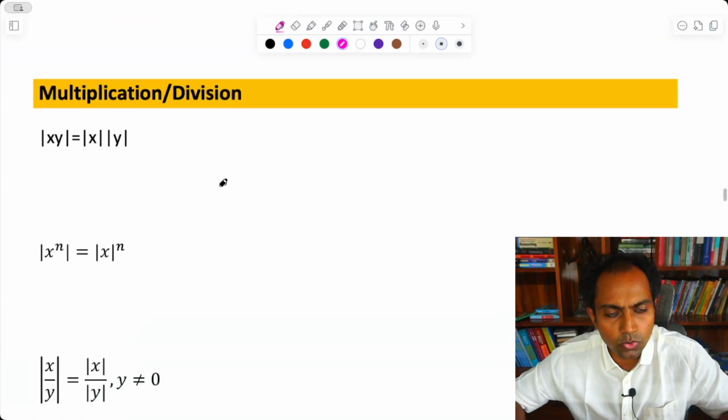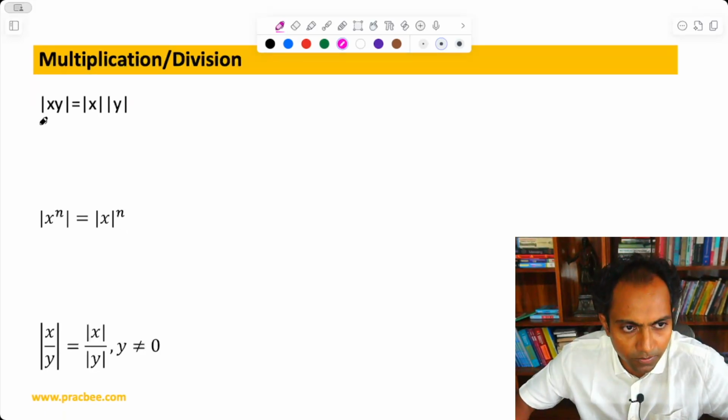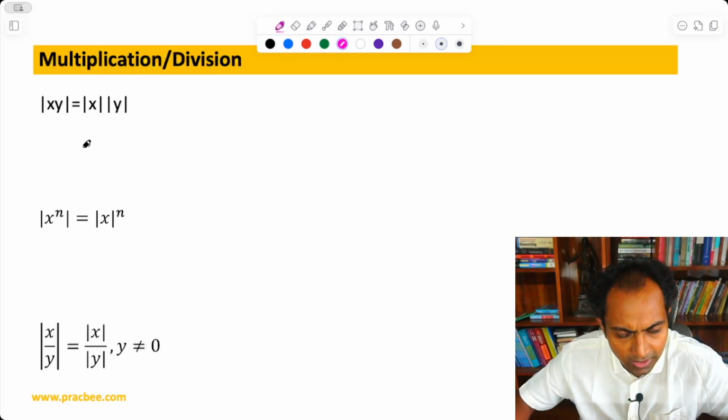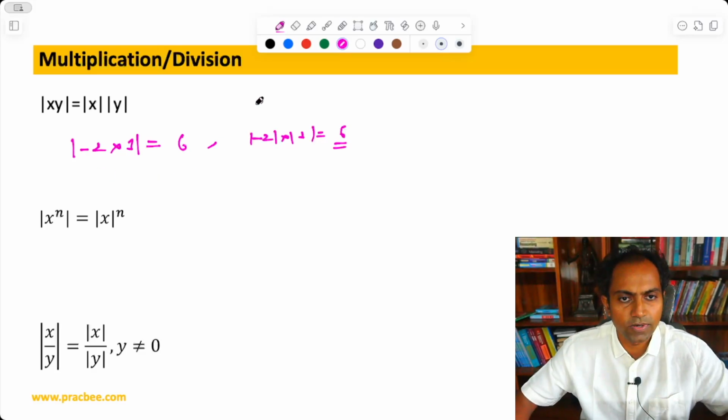Now let us go to some simple properties that are based on multiplication and division. If you have multiplication of two numbers, it is equal to the multiplication of their modulus. This is quite simple. So what we are saying is, if there is minus 2 into 3 and if I multiply them, the answer will become 6. Whereas if I have mod of minus 2 into mod of 3, it still comes out to be 6 only.